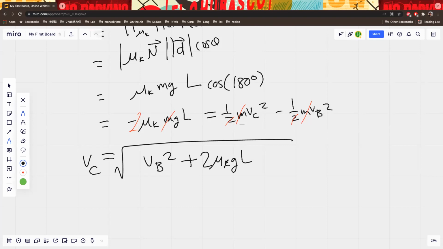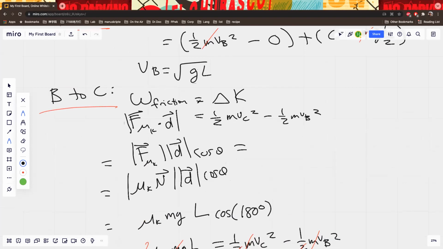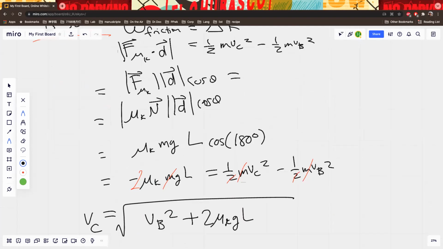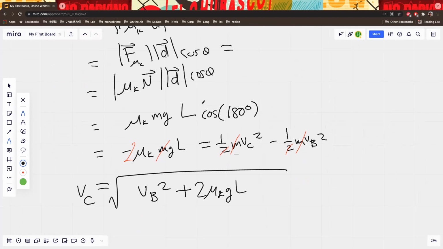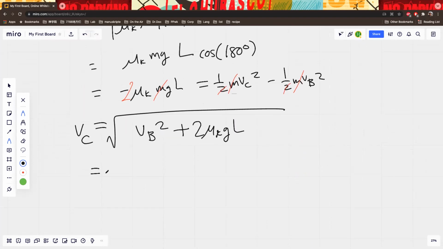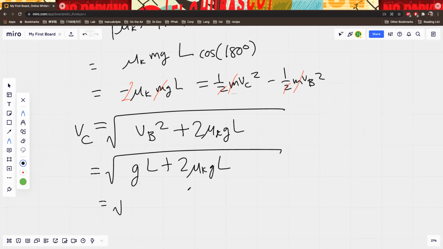So I don't think we could simplify VC any further. Can we? Well, we have VB, I think, right? VB is equal to square root of GL. Oh, yeah, you're right. Okay, so we can put that in. And then the square would cancel out, and then it'll just be GL plus the rest. Yeah, and then we could also factor out GL. And then it'll be 1 plus 2 mu K. Oh yeah, not G, because we factored out the G. Okay, all right, so that's good.